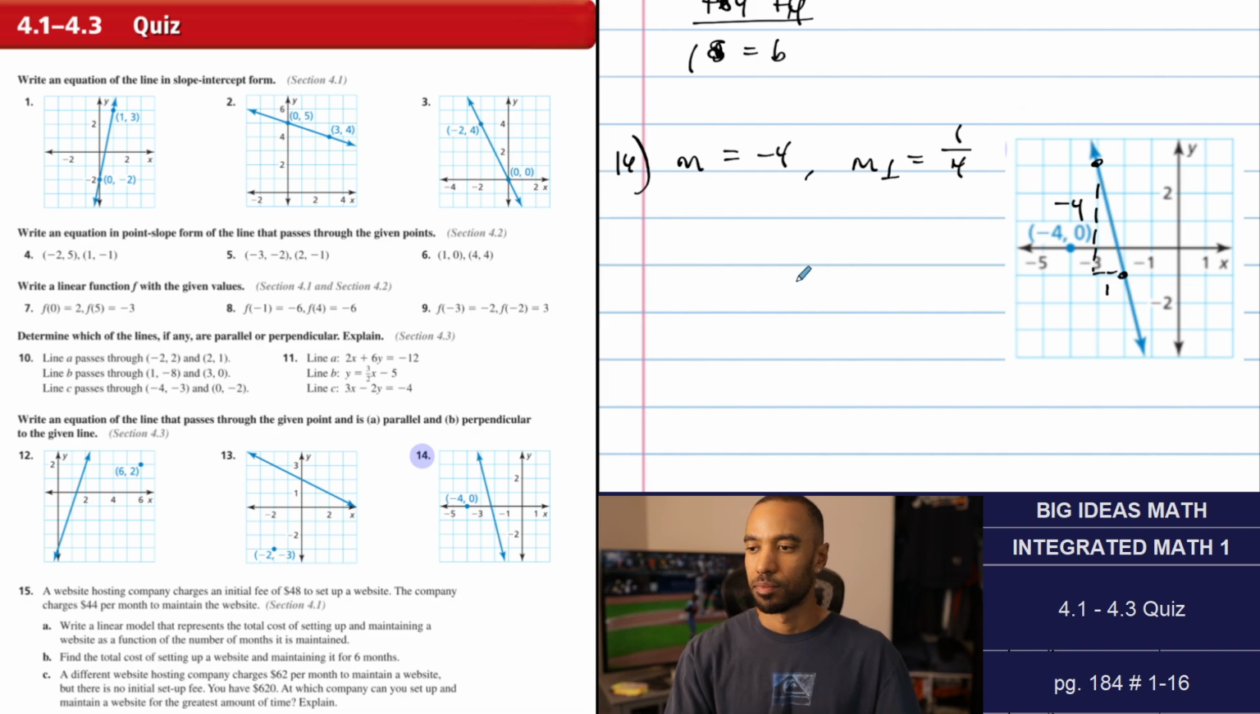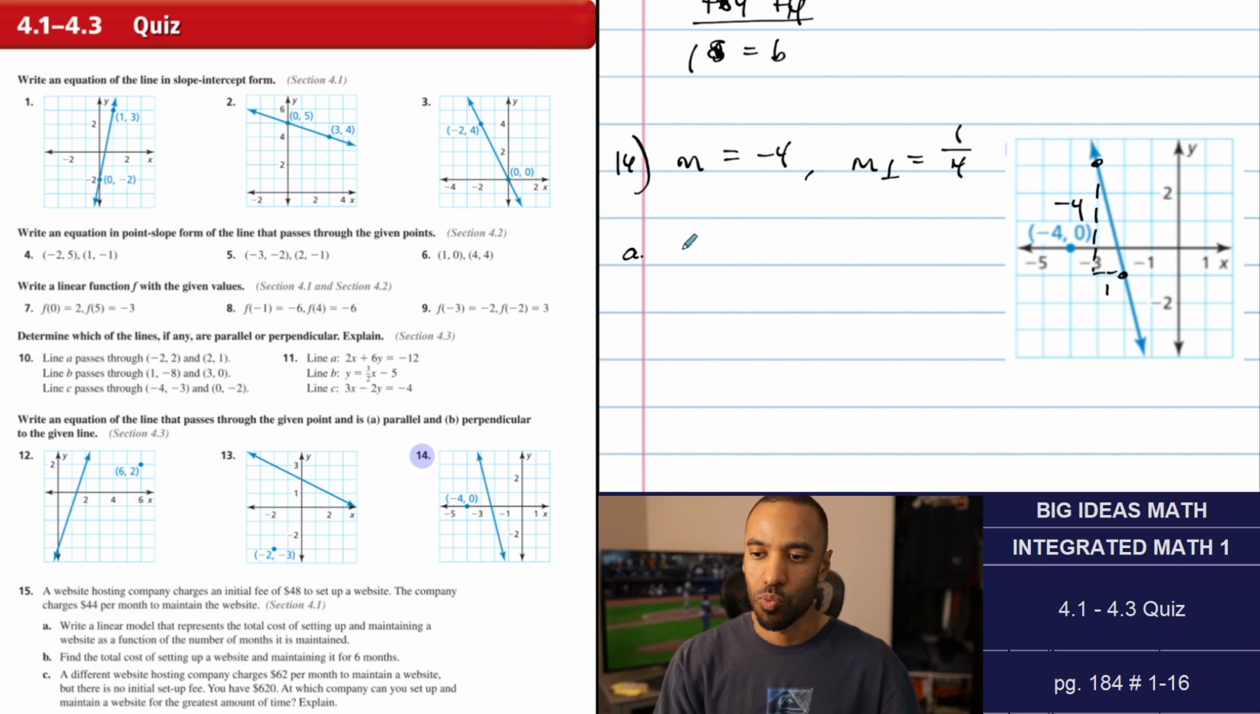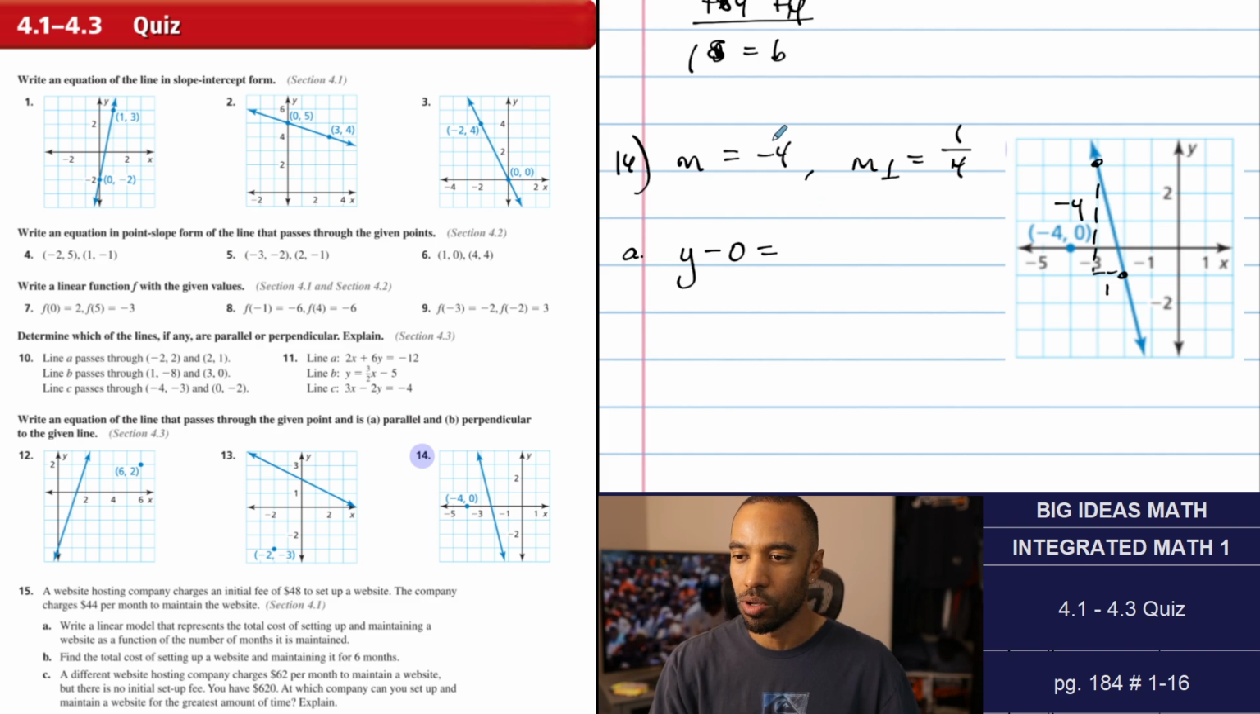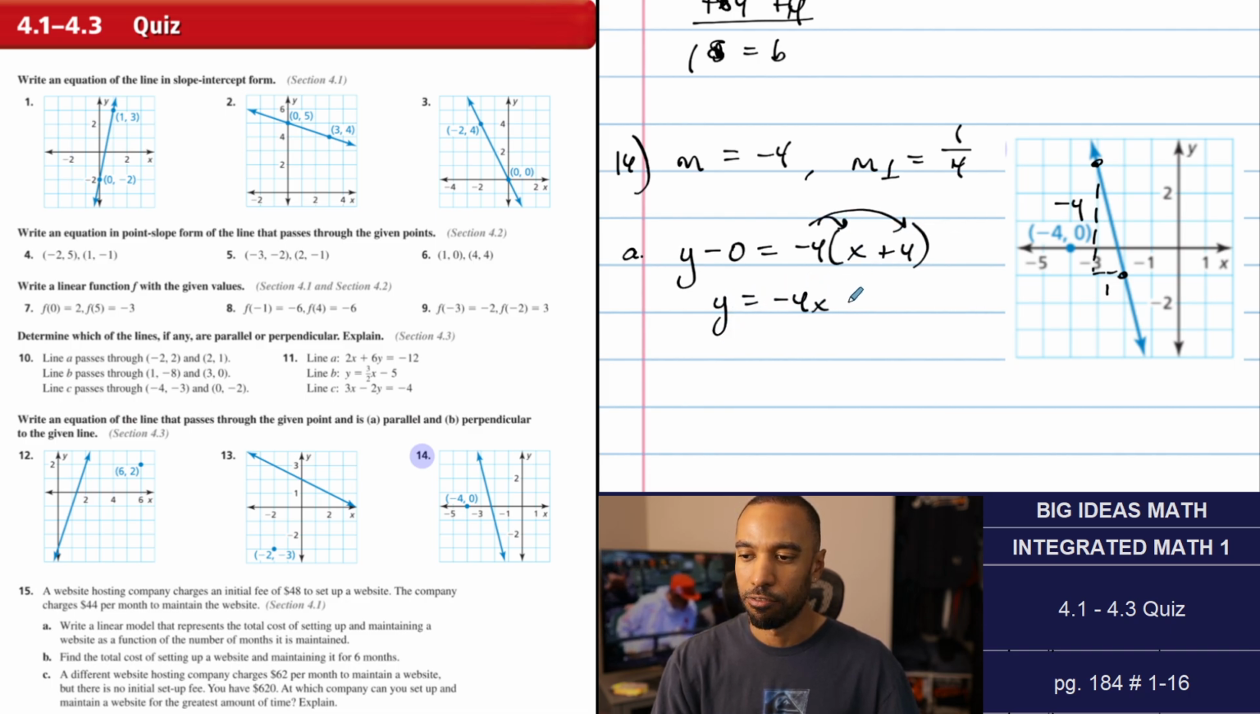Okay. Let's do part A on parallel. Okay, parallel. I'll put the parallel symbol. Okay. y minus y1, which is y minus 0. That's just y. I'm going to write it anyway. y minus 0 equals m times x minus x1, minus -4 is plus 4. y minus 0 is y. -4 distributes into here. You get -4x minus 16. That's actually it.